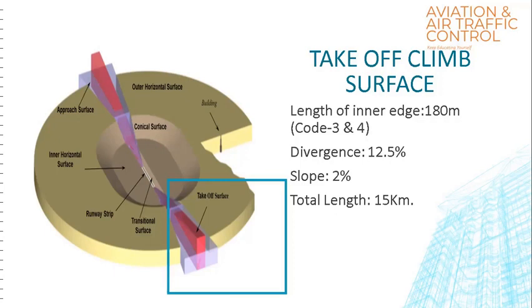So why is it diverging? It is diverging so that if any aircraft is taking off and turning left or right, that is protected. Initially the aircraft will climb on the runway heading and gain sufficient height to clear all the obstacles. Once it attains a particular height, it can turn left or right, or a route designer can plan routes accordingly. So it is diverging on both sides.